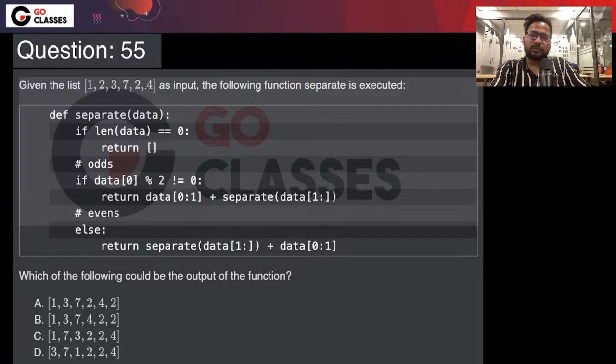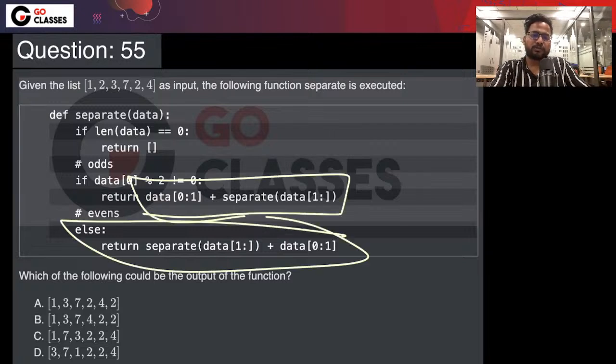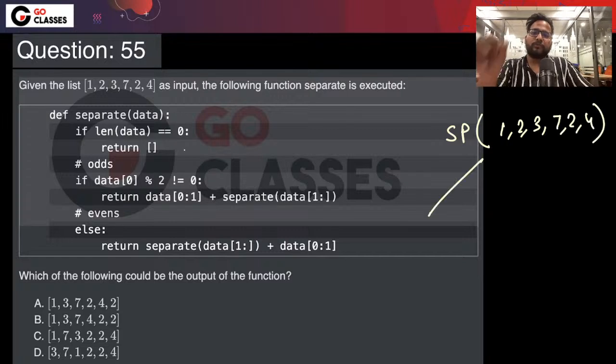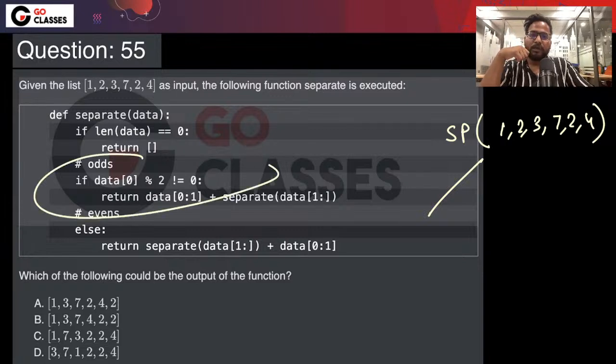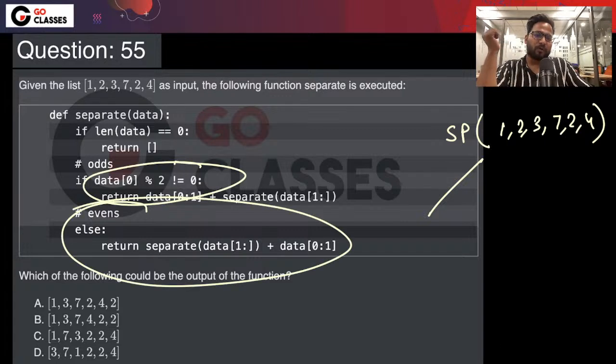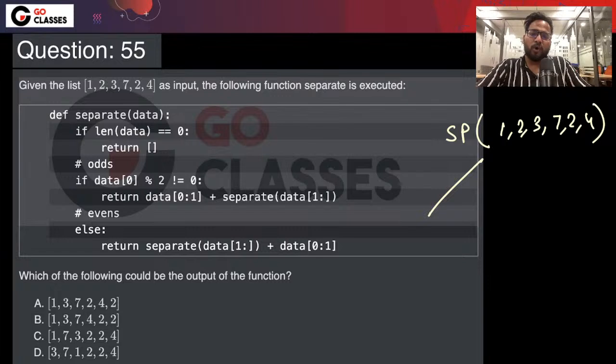So in this question, what they are saying is you have a function separate, and it is doing recursive calls. So what is separate doing? Let me write SP. You are calling it on the data 1 2 3 7 2 4, right? And if the data length is 0, currently it is not 0, so you will proceed further. Based on whether the first number is odd or even, you will take a call. Currently it is odd, so you will return data 0 1.